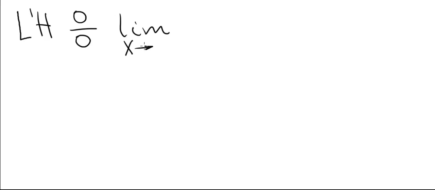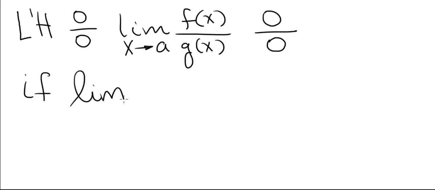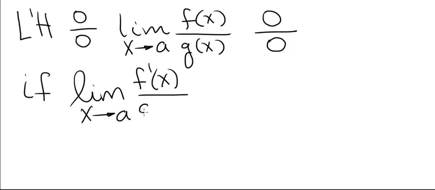Let's review L'Hopital's rule for indeterminate form 0 over 0. When we're evaluating the limit as x approaches a of f of x over g of x, and both f and g approach 0 as x approaches a, we end up with this indeterminate form 0 over 0. So L'Hopital's rule says that if we evaluate the limit as x approaches a of f prime of x over g prime of x, notice this is not quotient rule of differentiation. We're taking the derivative of the numerator and dividing it by the derivative of the denominator.